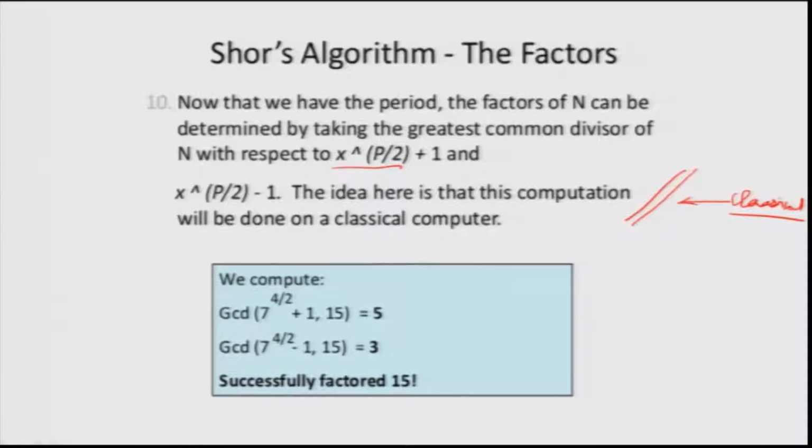So, it will be GCD of 7 to the power 4 divided by 2 plus 1, which is 15, and that is 5, and the other one, GCD of 7 to the power 4 divided by 2 minus 1, 15, is 3. So, here we have successfully factored 15. Now, the point is, for a simple trivial problem where we wanted to explain the idea to you, this is how it goes, but if you want to generalize it, this can be done in a much more effective manner.